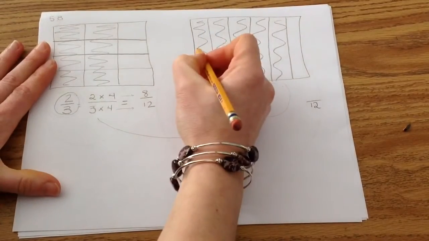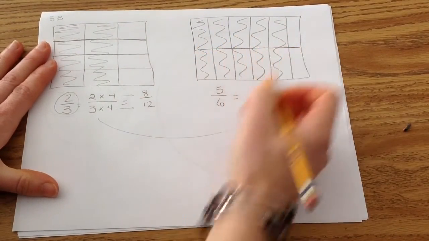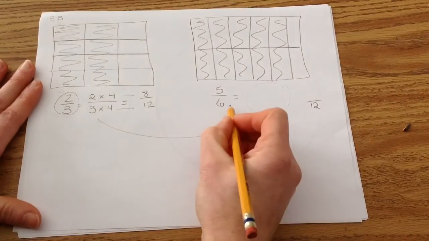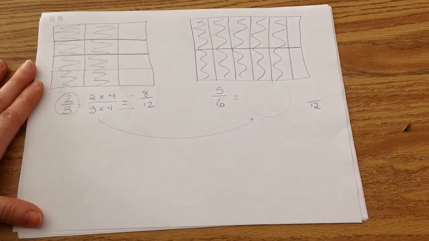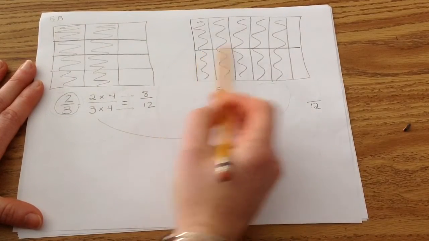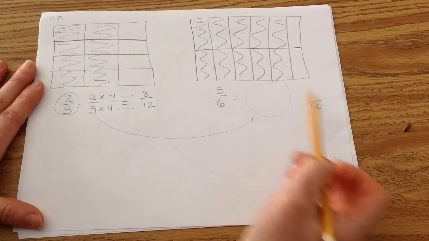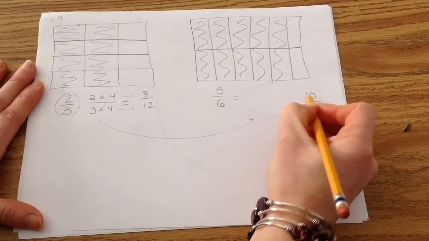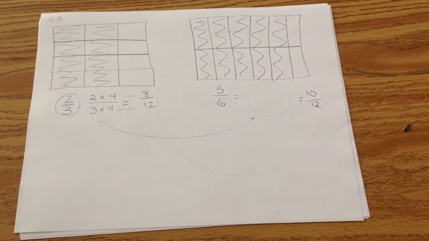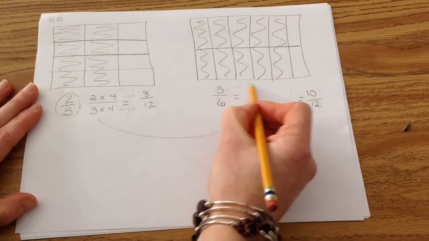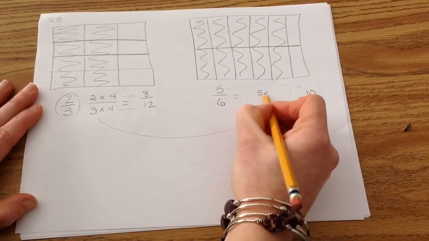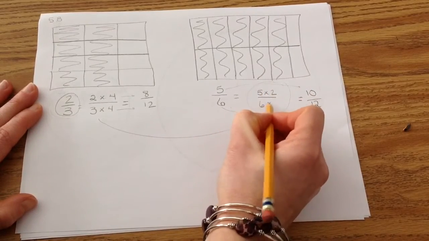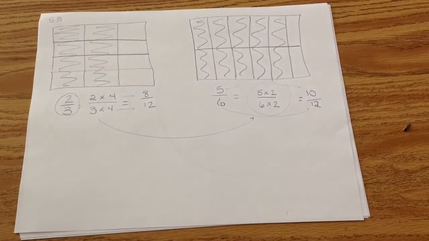So to make this into 12 pieces, I just cut it in half because I know I was doubling my size. So I put it times 2. So I have 2 full groups. Now I had 6 pieces. I now have 12. I had 5 colored in, and now I have 10. But how did I get there? Well, how do I get from 5 to 10? I should have said 5 times 2. How do I get from 6 to 12? 6 times 2. What you do to the bottom, you do to the top.